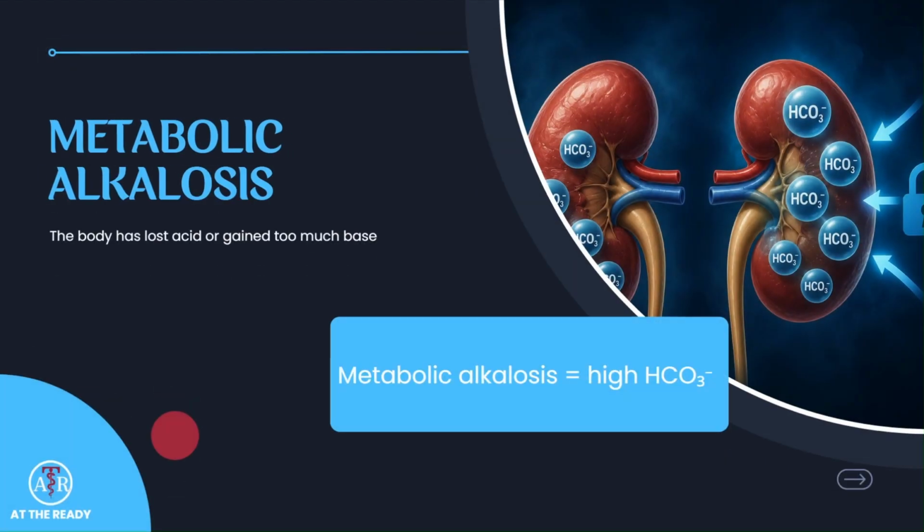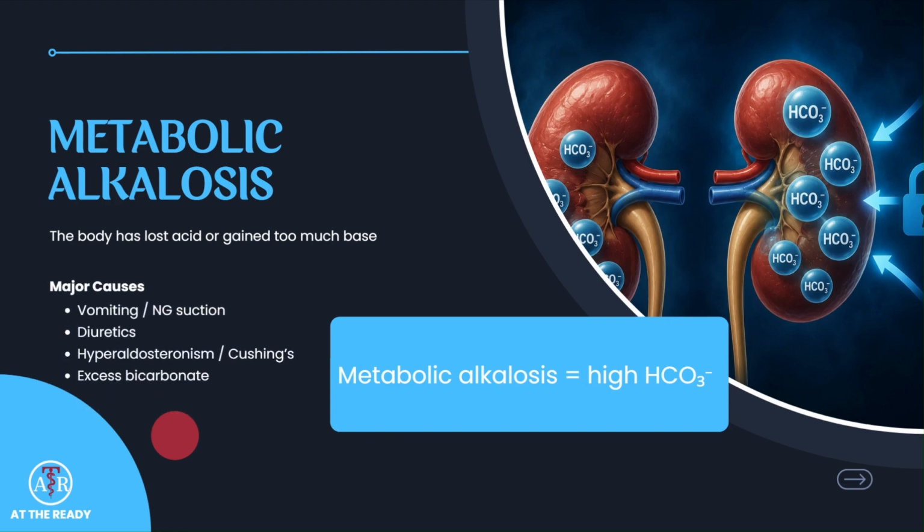Metabolic alkalosis means the pH is high and the bicarb is high. This usually happens because the body has lost acid or gained too much base. This may be caused by vomiting or NG suctioning, renal hydrogen loss from states like Cushing's, the use of loop or thiazide diuretics, or excessive bicarb administration. The expected compensation is hypoventilation, which raises PaCO2. So when you see metabolic alkalosis, think the metabolic side is too alkaline, often from acid loss or excess bicarb.